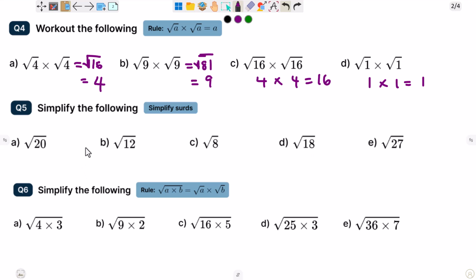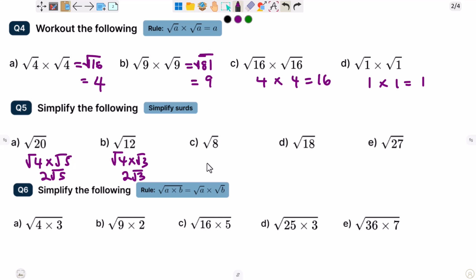So now we need to simplify each one of these following surds. Now, root 20 is the same as saying root 4 times root 5. And the square root of 4 is 2. And square root of 5, well, that's going to be root 5. So that's going to be 2 root 5. And the next one here is the square root of 4 times the square root of 3. And the square root of 4 is 2. So the answer is 2 root 3.